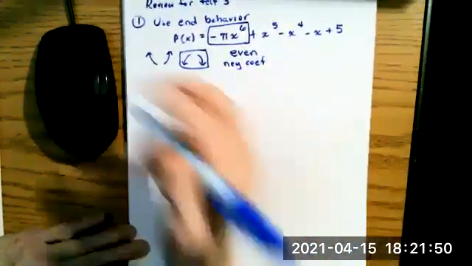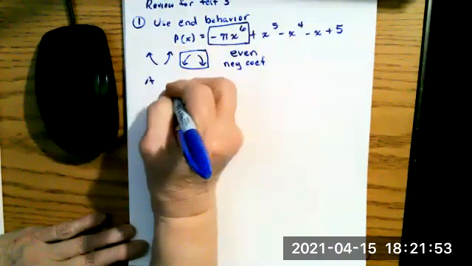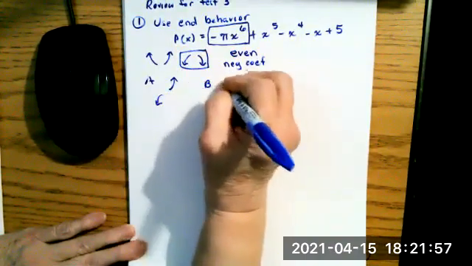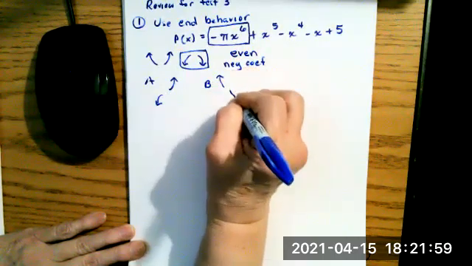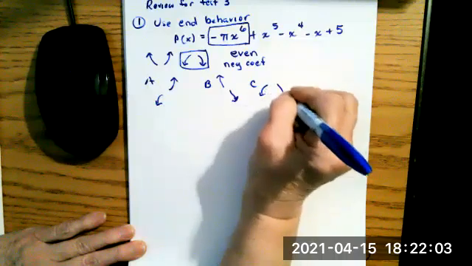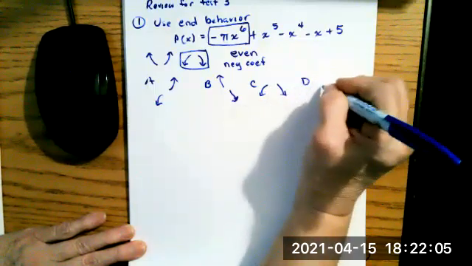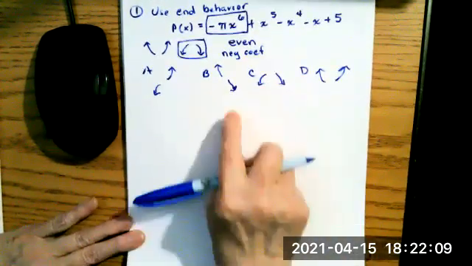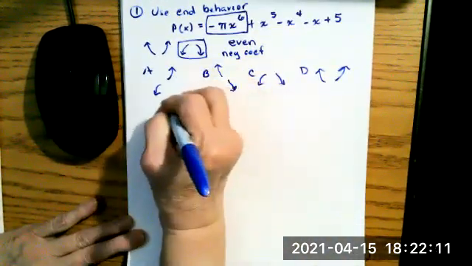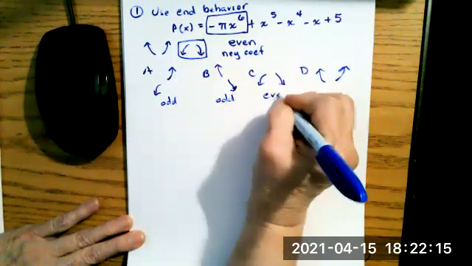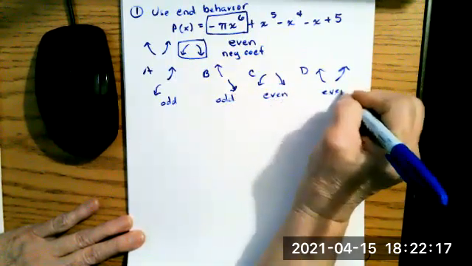So they will give you 4 choices. A is going to be like this. B is going to be like this. C is going to be like this. And D is going to be like this. So see there, they have the 4 options. These would be the ones if your exponent was odd, and these are the ones if the exponents are even.